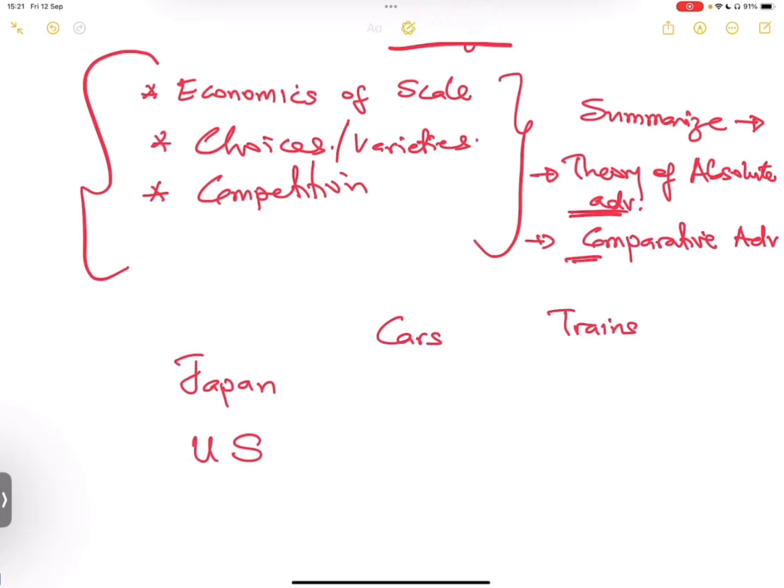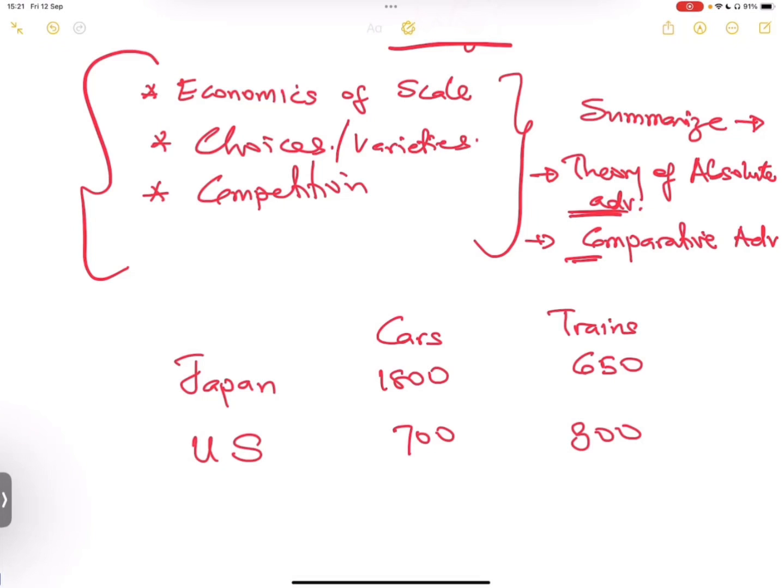So let's say Japan will produce 1,800 cars in a year and US will produce 700 in a year, whereas Japan is producing 650 trains in a year, whereas US will produce 300 trains in a year. With this example, we're saying that resources, raw materials are available to both countries. So both US and Japan have the same amount of raw materials, the same resources.